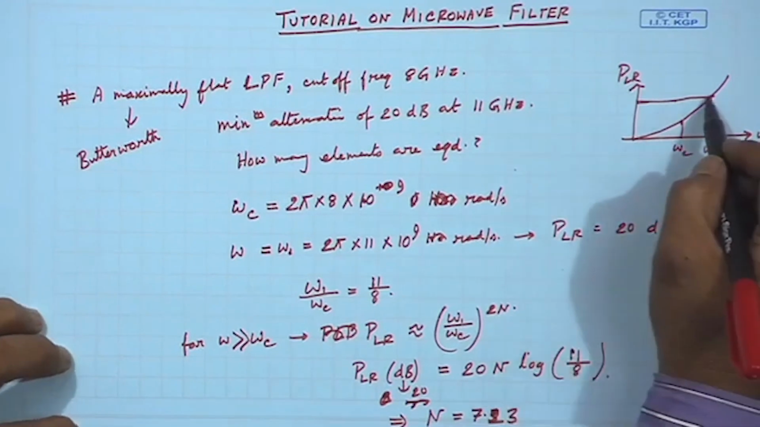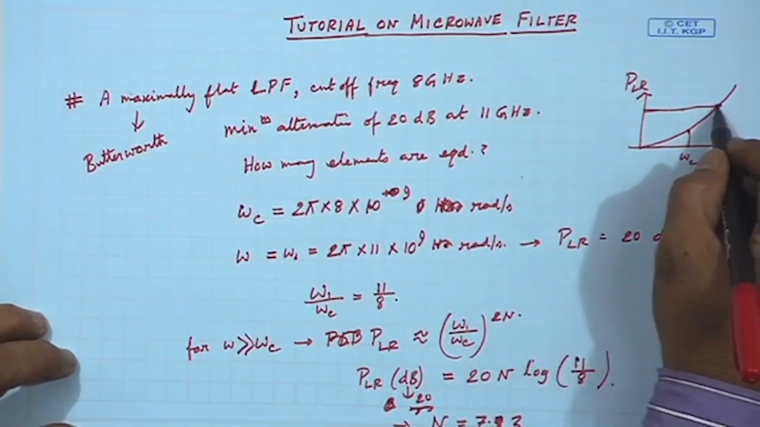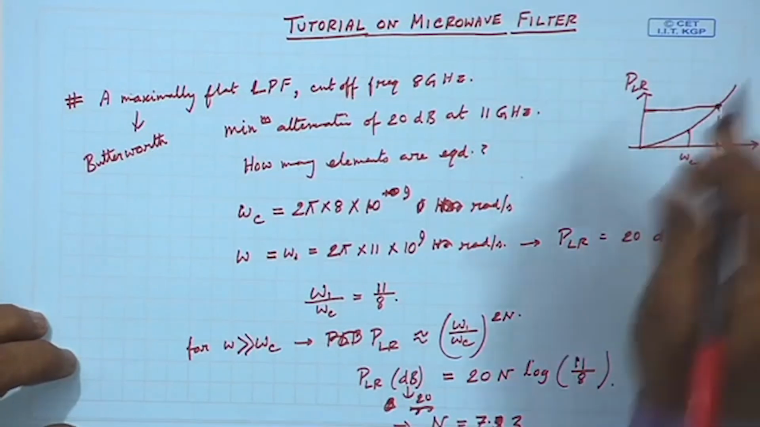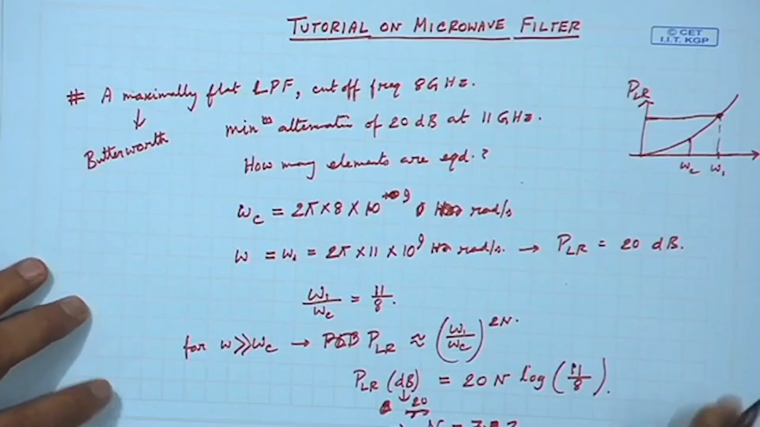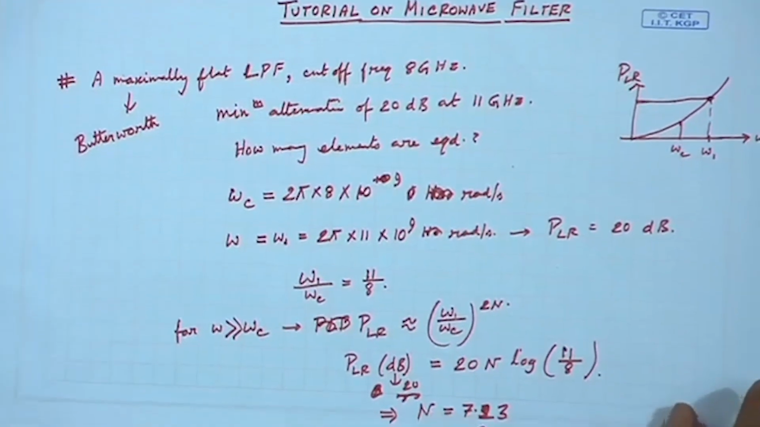Now, n needs to be an integer. Obviously, it says at least 20 dB. If I take n equal to 7, it won't be at least 20 dB. Since the attenuation is increasing with n and at least 20 dB is required, I should take n equal to 8. So, there should be order 8 here. This is a simple one, but you see this approximation of the function at higher values helped us find the order of the filter.